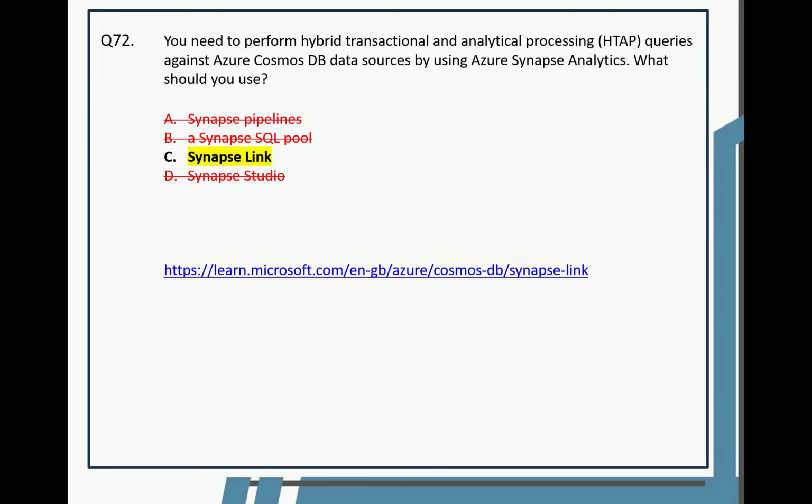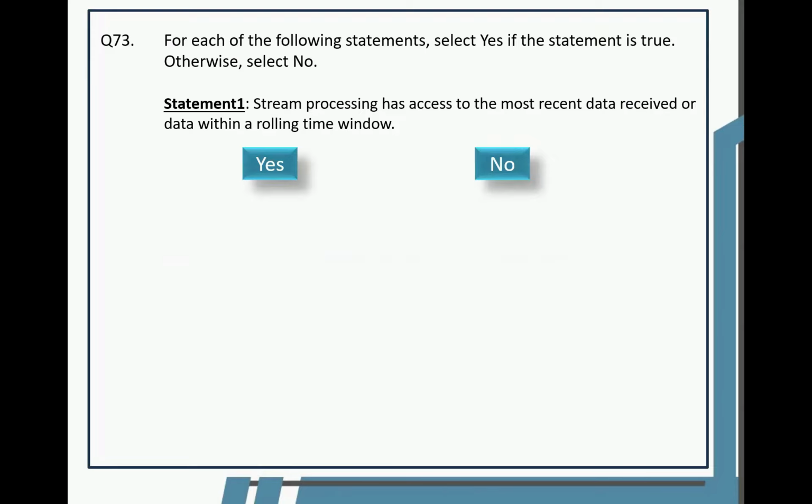Let's move on to question number 73 of the series. Here we are going to go through a series of statements focused on stream and batch processing. And the first statement is, stream processing has access to the most recent data received or data within a rolling time window. Now, stream processing works with continuous data streams and processes data as it arrives. So this is a correct statement.